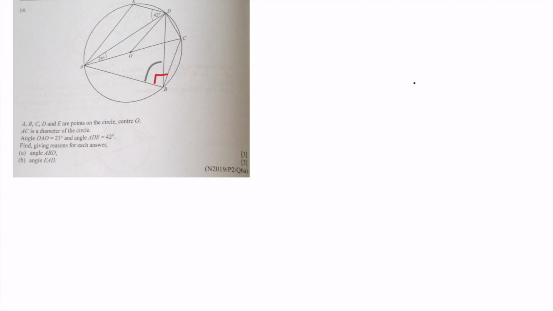Okay, let me just write it down so it's clear. Angle ABC is equal to 90 degrees, and this is the angle in a semicircle.